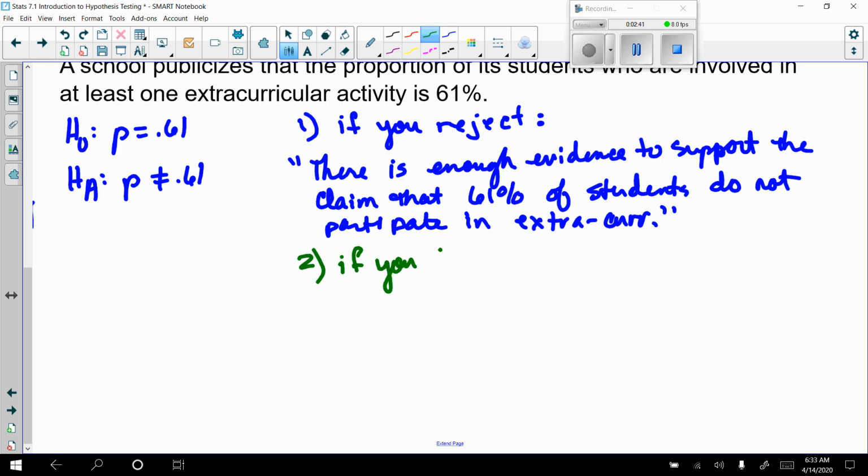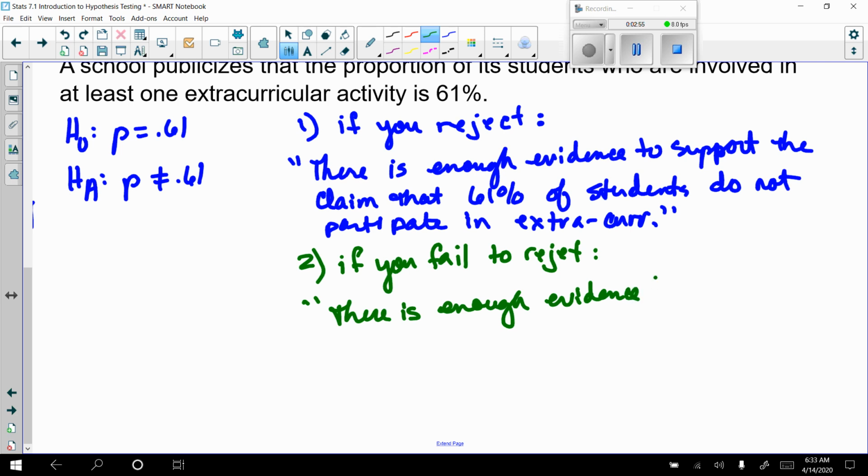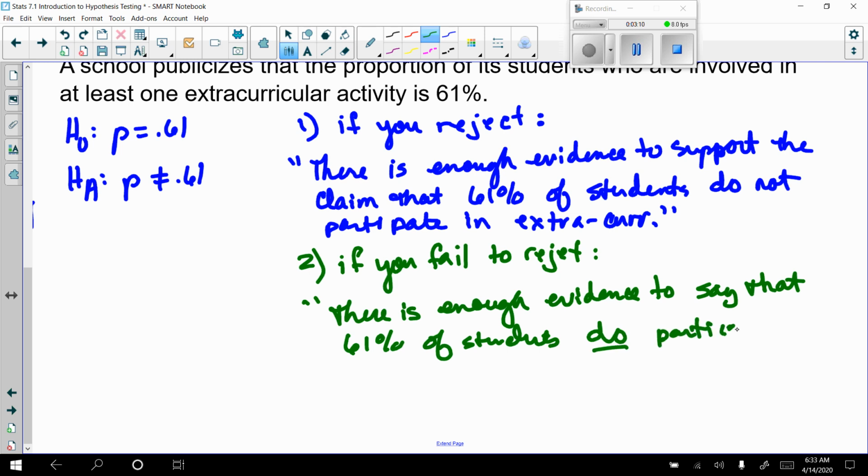If you fail to reject, then you would say there is not enough evidence to say that 61% of students do participate in extracurricular activities.